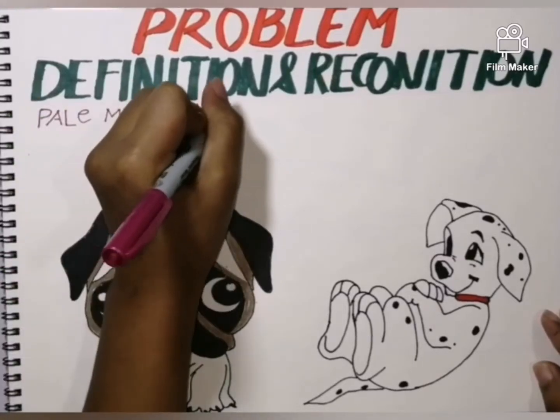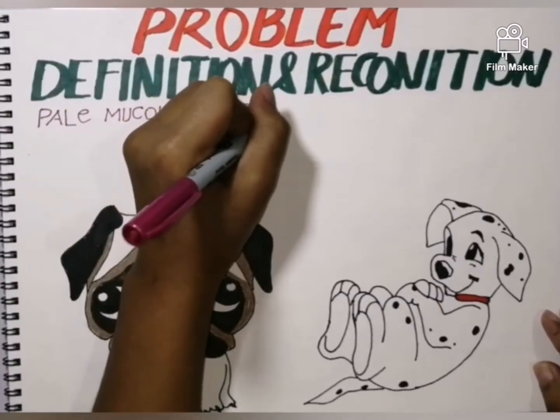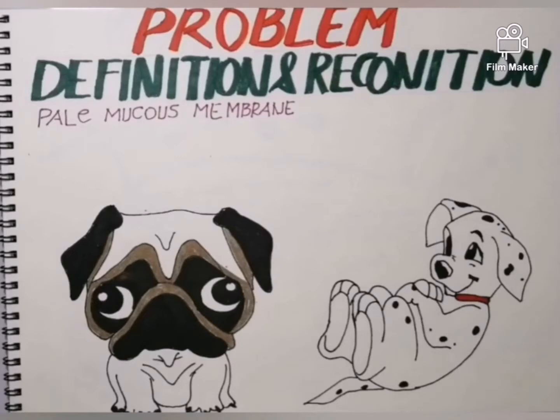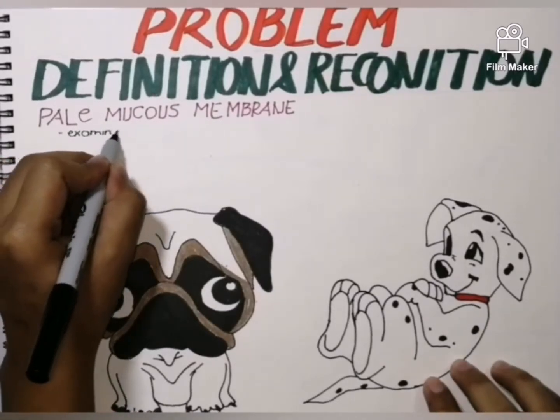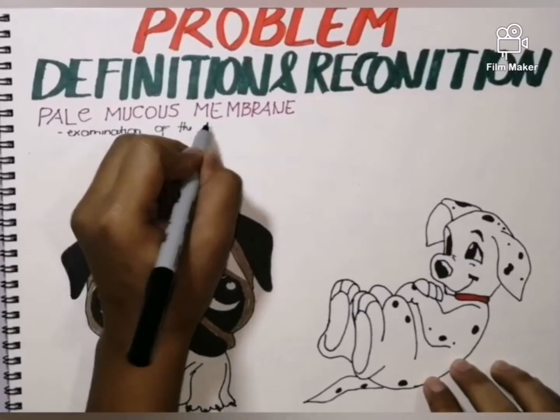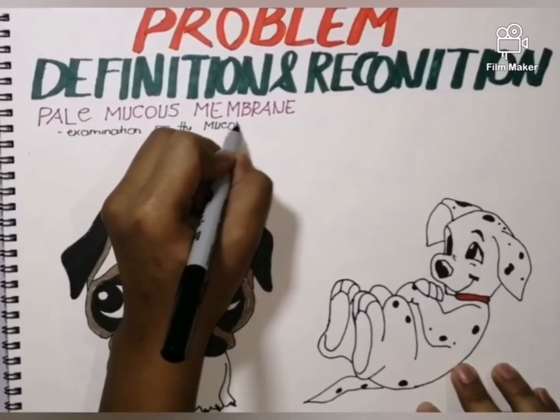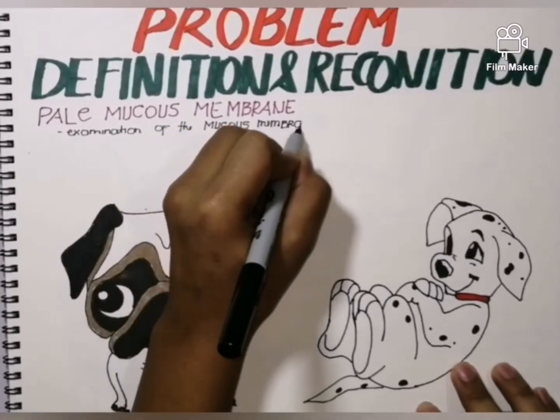Problem definition and recognition. Pale mucous membranes are common clinical signs of this order of diseases. It is best evaluated by examination of the mucous membrane, primarily of the oral cavity.